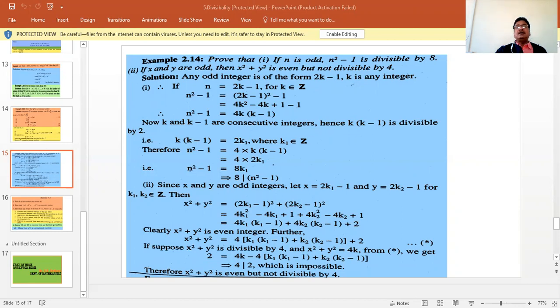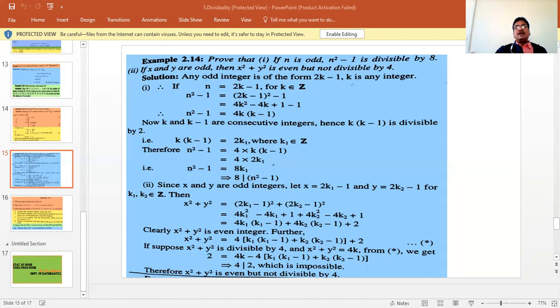Suppose here n is odd, therefore suppose n is 2k minus 1 for some k belongs to z. K is integer. Then what is the value of n square minus 1? That is 2k minus 1 bracket square minus 1. This is the value of n, 2k minus 1. Then its square, 4k square minus 4k plus 1 minus 1. Then what do we have? The answer 4k square minus 4k. And take 4k as common, plus 1 minus 1 becomes 0. Take 4k as common. Then what do we have? We have in the bracket k minus 1.